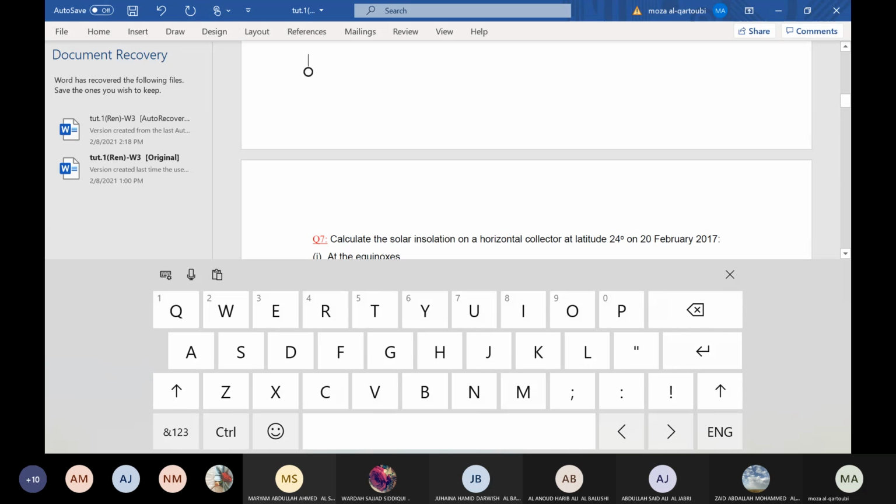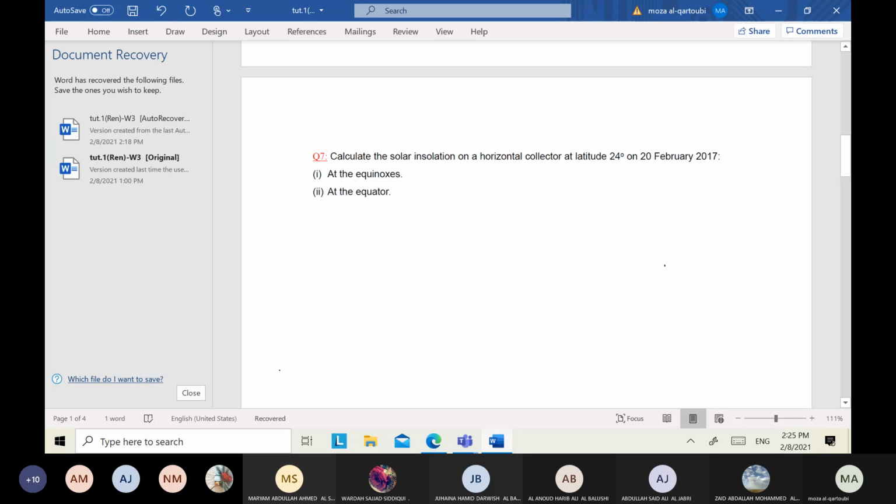Calculate the solar insolation on a horizontal collector at latitude 24 degrees on the 20th of February 2017. Given two cases, at equinoxes and at the equator. So calculate the solar insolation. What does it mean by solar insolation? Solar insolation means power density. Unit of power density?